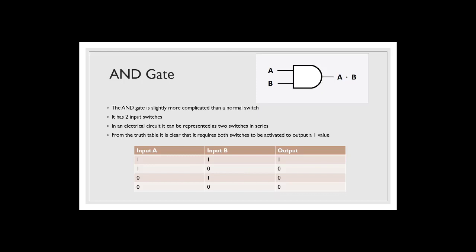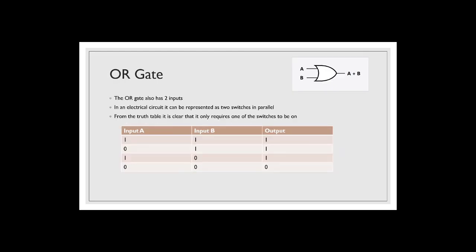So the AND gate is the first gate we'll be looking at, and the AND gate is just a bit more complicated than a normal switch. It has only two inputs, and as an electrical circuit, it can be best represented as two switches in series. It requires both switches to be in the one state for an output to be one, and the truth table is shown below. Next one is an OR gate.